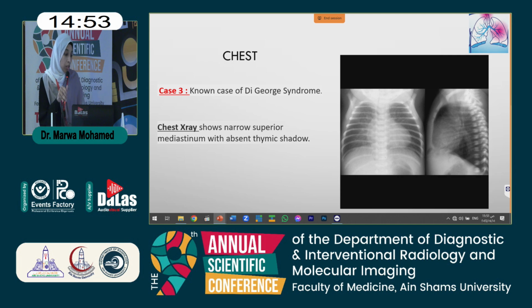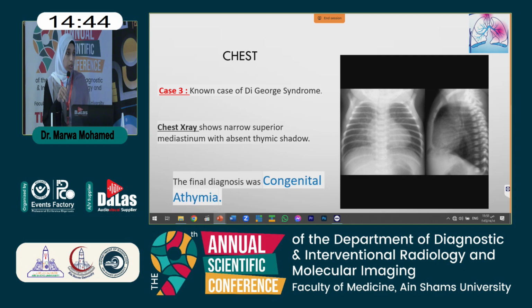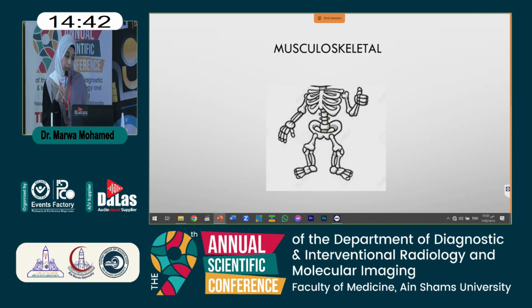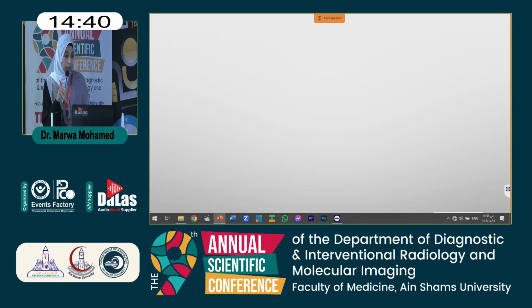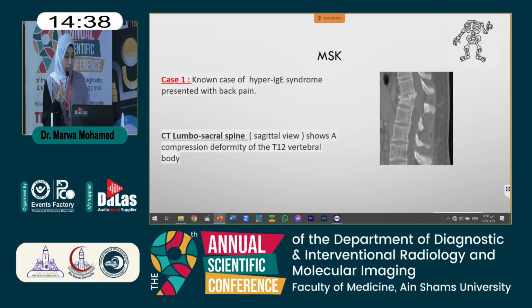Case 3, known case of DiGeorge syndrome, and chest X-ray shows narrow superior mediastinum with absent thymic shadow. The final diagnosis was congenital athymia. Musculoskeletal. Case 1, known case of hyper IgM syndrome presented with back pain.